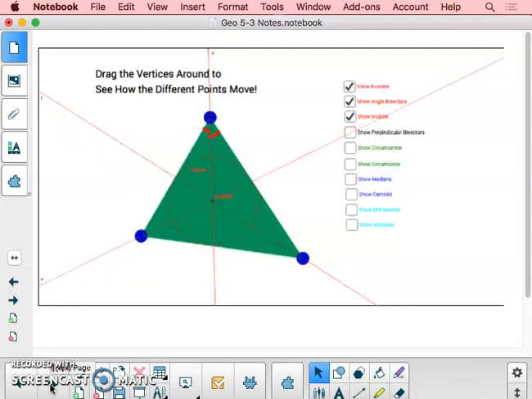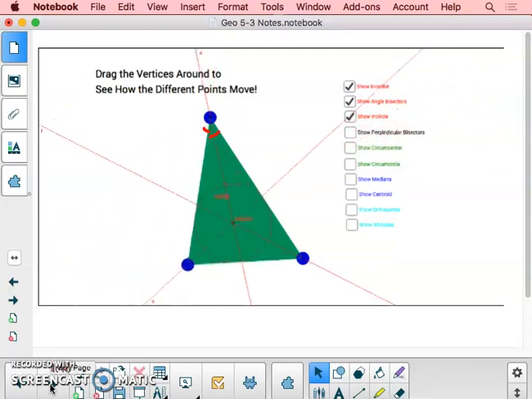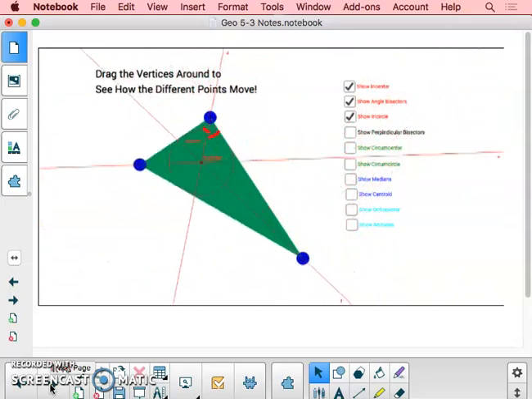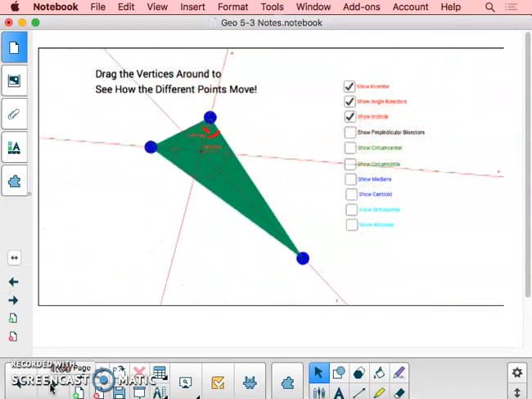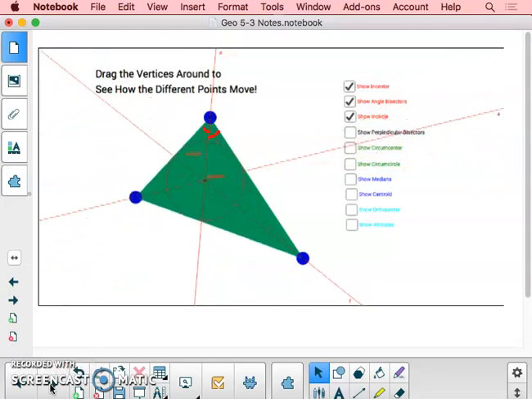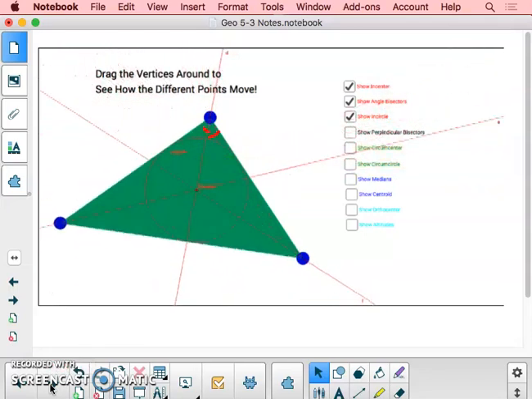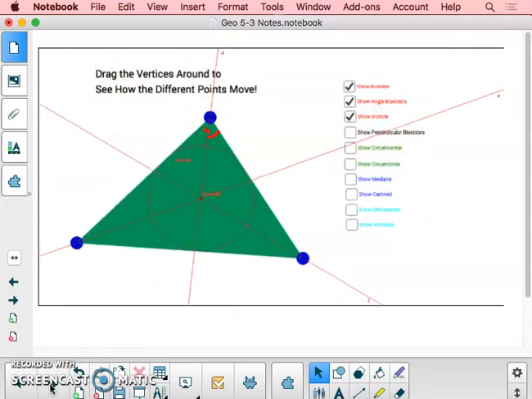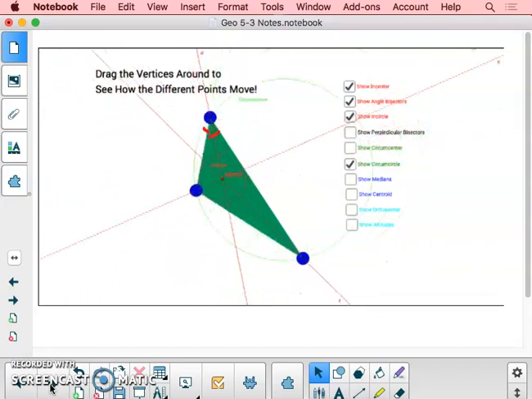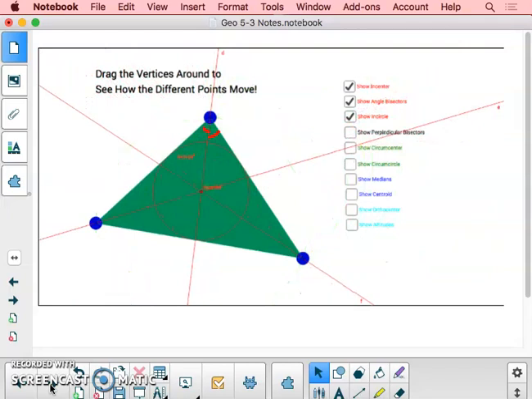If I start moving around this triangle and see what happens to the incenter, to that circle that goes inside, it will never be outside the triangle. With the circumcenter, that radius could be inside or outside, but the incenter will always be inside that triangle.